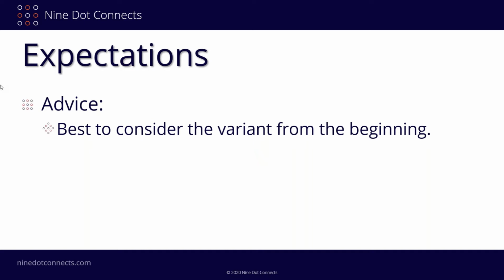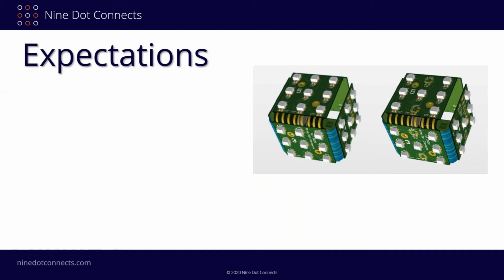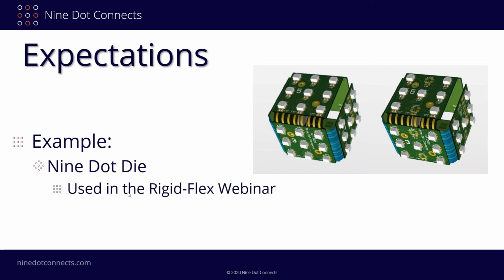So let's take a look at this design. It should look somewhat familiar to you. If you have attended our prior webinar, we used this for our rigid flex example. And by the way, we are actively working on this design. It is what we call the 9-dot die, and it was used in the rigid flex webinar. So I figured this would be a really good example of a variant.